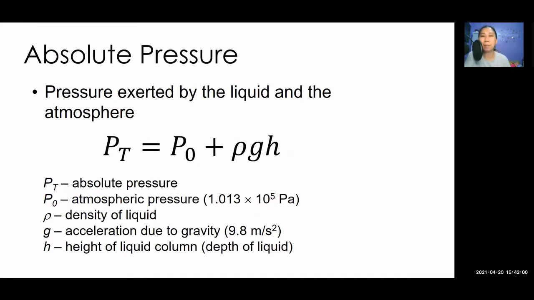So, meron din tayong tinatawag na absolute pressure. Pag sinabi nating absolute pressure, this is the pressure exerted by the liquid in the atmosphere. So, dito, ito rin yung equation ng liquid pressure, pero idadagdag lang natin yung pressure na exerted ng ating atmosphere. So in this case, ang tawag natin dyan is the P sub O, or that is the atmospheric pressure na equivalent sa 1.013 times 10 to the 5th pascals.